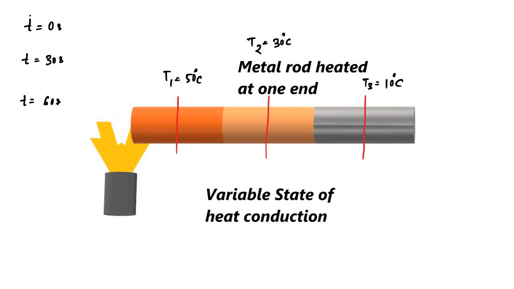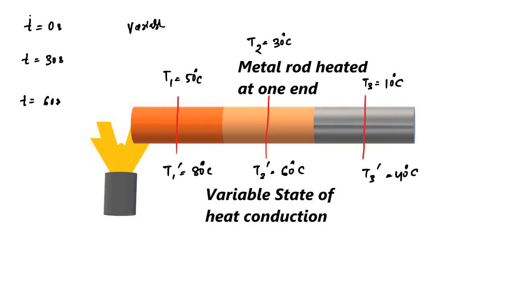And at 60 seconds the temperature increased to T1 dash, which is, let's say, 80 degrees Celsius, T2 dash to, let's say, 60 degrees Celsius, and T3 dash to 40 degrees Celsius. Here also T1 dash is greater than T2 dash is greater than T3 dash, but the temperature of each section has increased, it is increasing with time. This is the variable state.